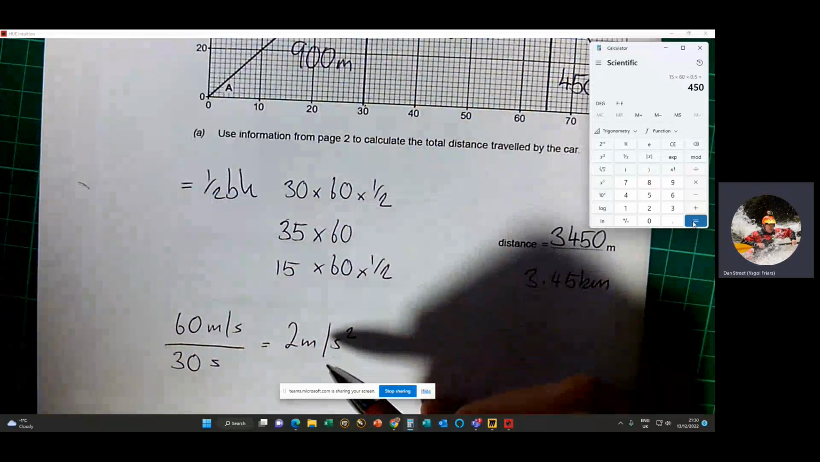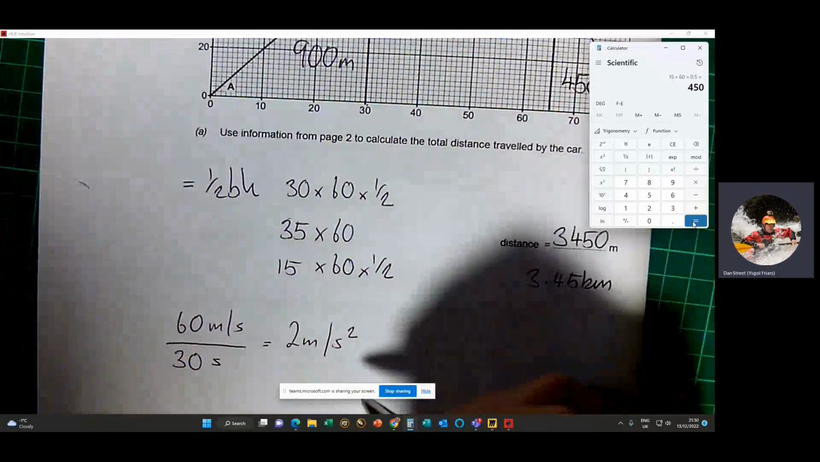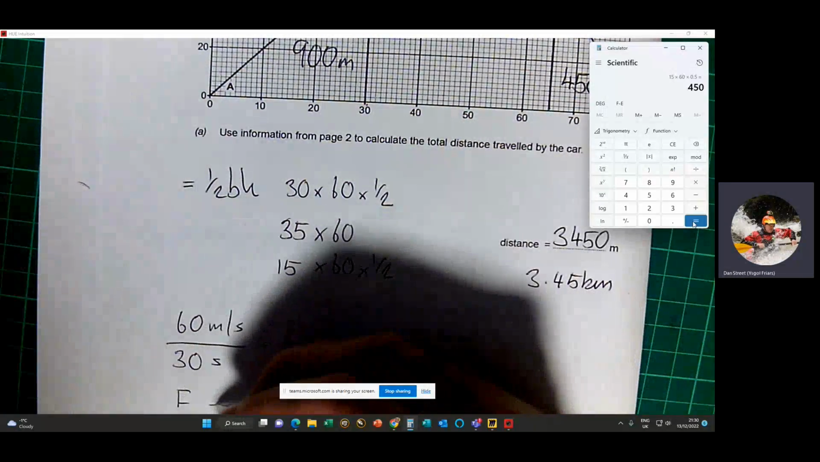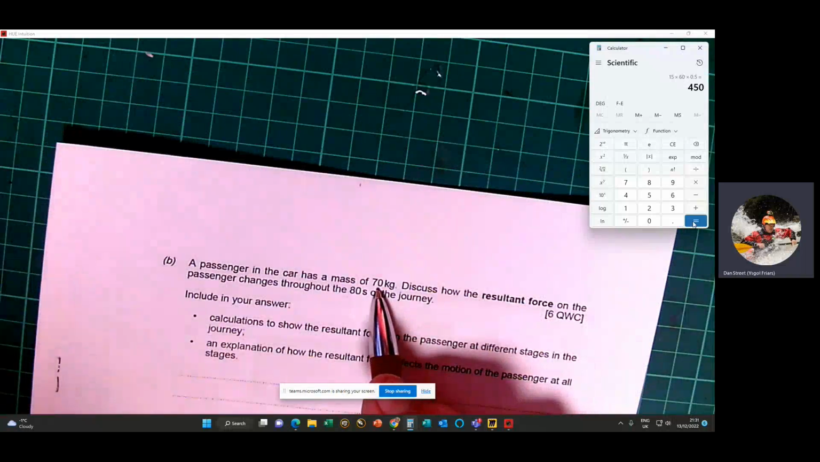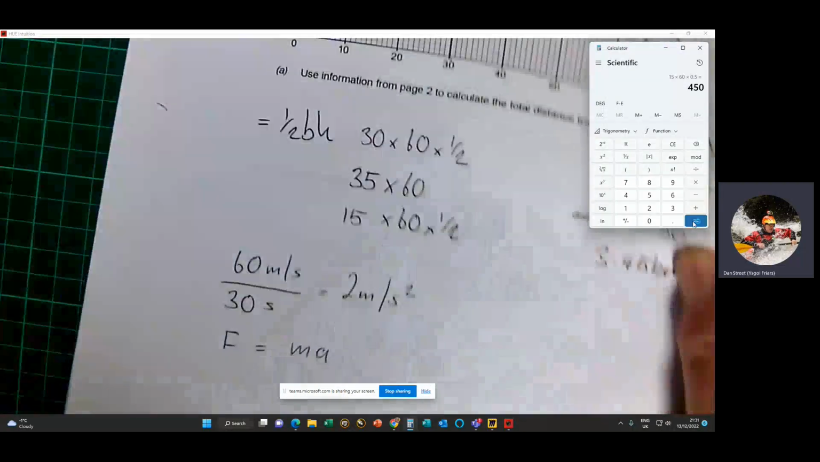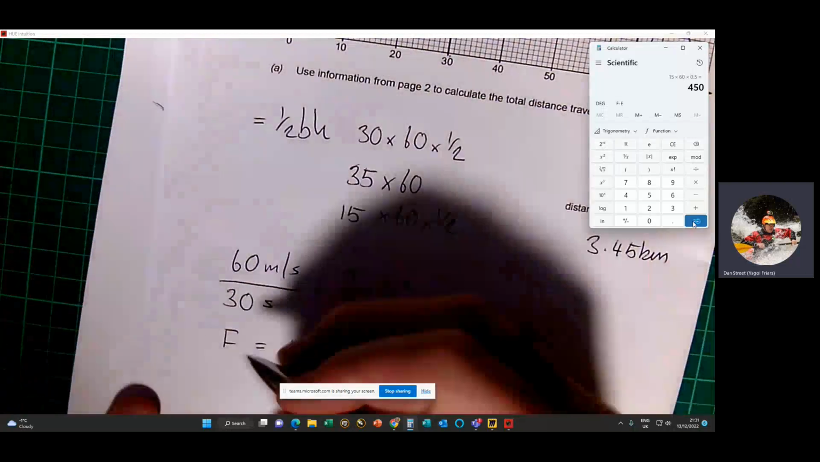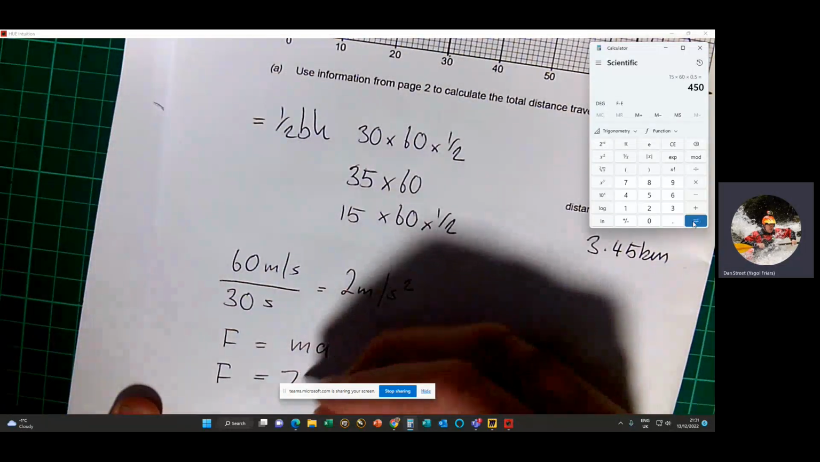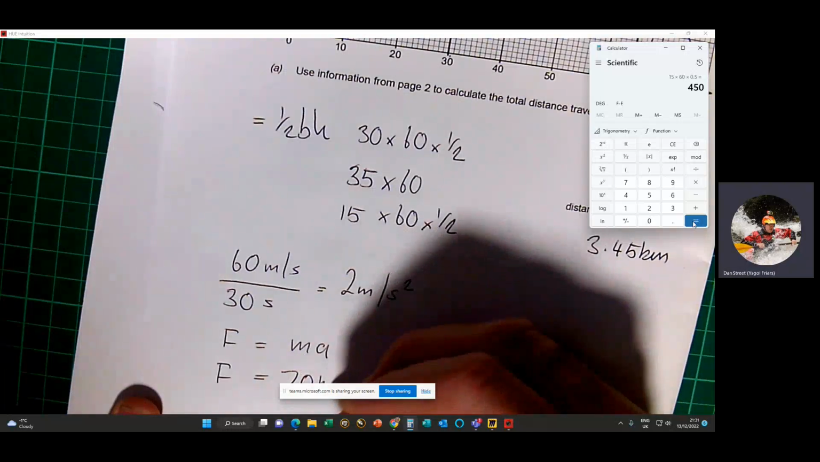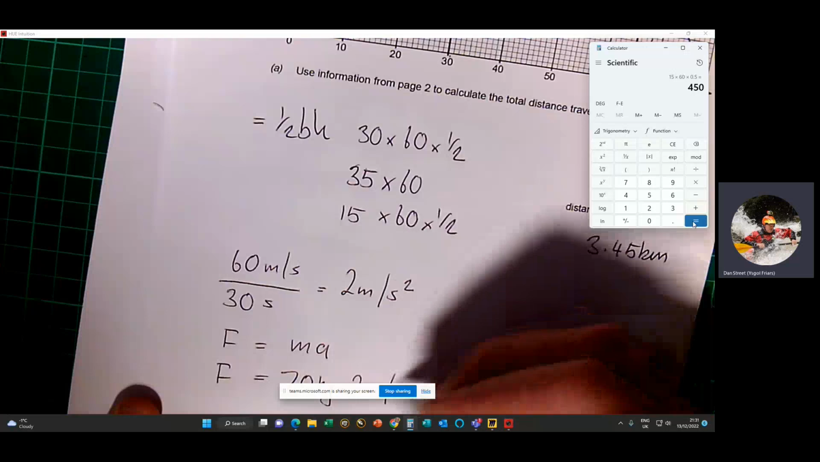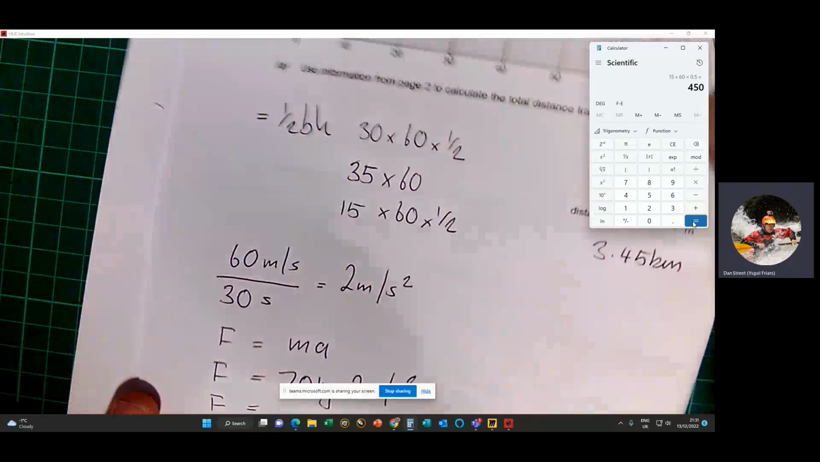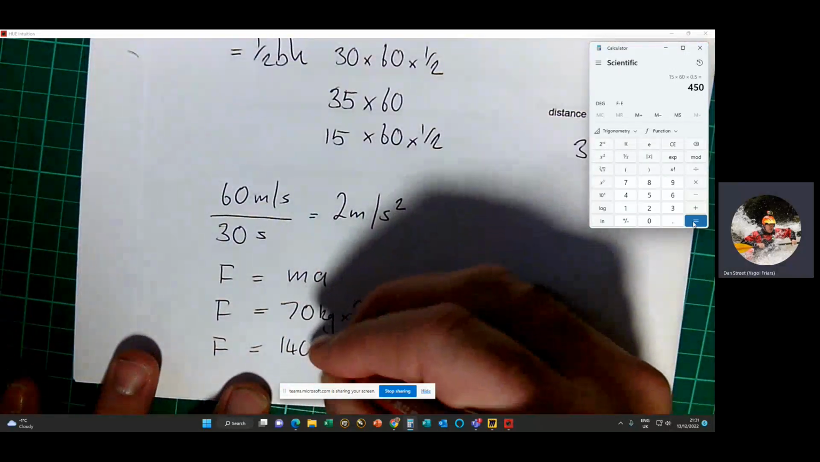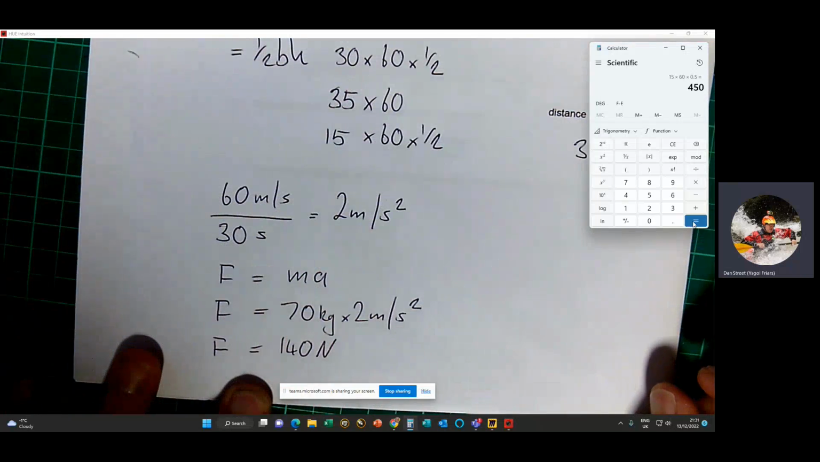The force that exerts on the person, we could use the equation F equals ma. Okay, that's force is mass times acceleration, and we're told in the question that the passenger is 70 kilograms, and we've just calculated the acceleration as 2 meters per second squared. So the force in this part of the journey is 70 kilograms times 2 meters per second squared. Okay, so the force is going to be 140, and because it's a force, that's going to be newtons. So that's the initial part of the journey.